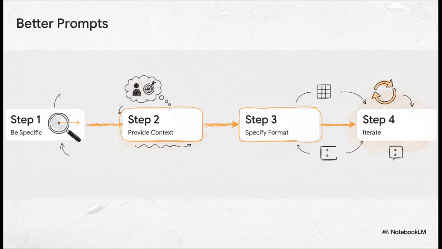First, be super specific about what you want. Second, give it context, like who are you and what's the goal here. Third, tell it the format you need. Do you want a table, bullet points, formal paragraph? And fourth, and this is the one most people miss, iterate. Don't just take the first answer it gives you.